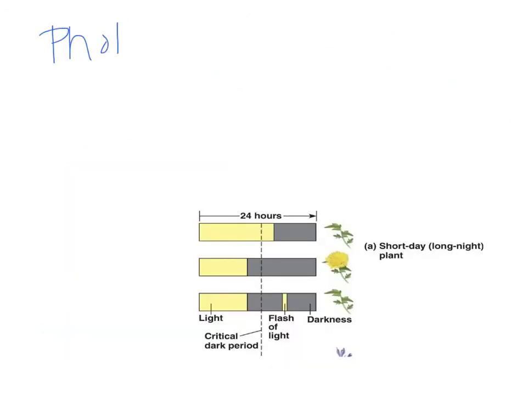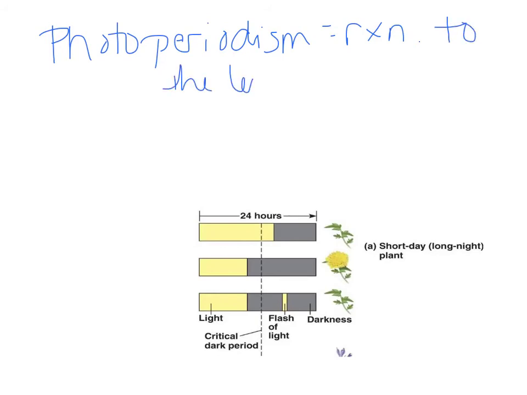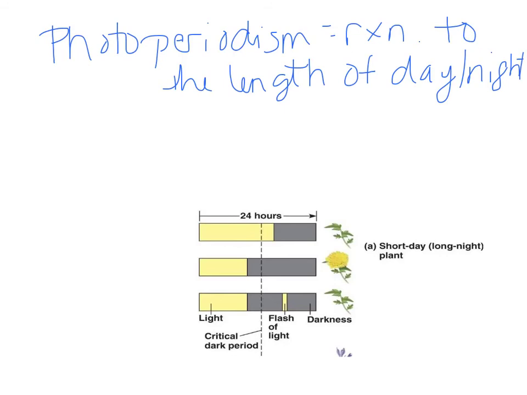So along that same line of response to light, we have what's called photoperiodism. Photoperiodism is a reaction to the length of the light exposure, essentially the length of day and night. It's part of why plants bloom at different times of the year, because of the different length of the light exposure, or even darkness. There's a critical dark and a critical light period.